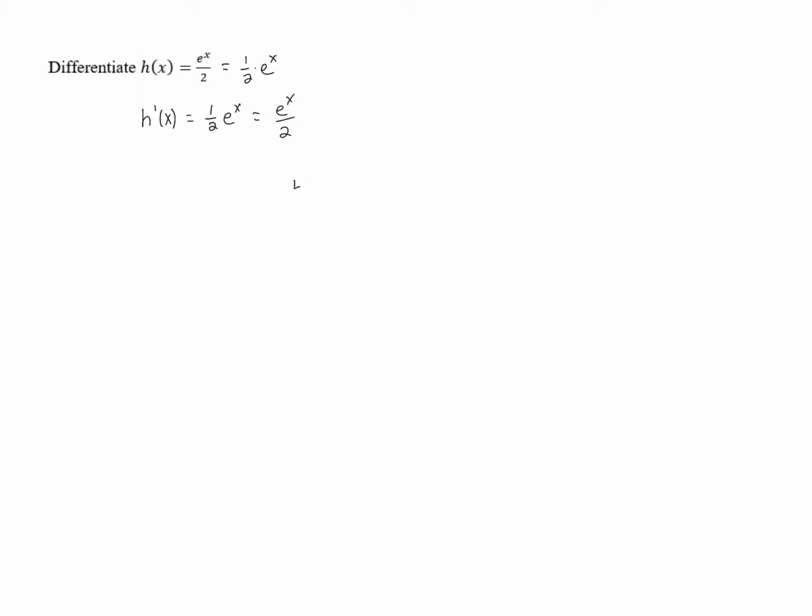Remember, our quotient rule is low d high minus high d low all over low squared. So we could write the derivative as the lower function, 2 times the derivative of the higher function, e to the x, minus the higher function, e to the x, times the derivative of the lower function, the derivative of a constant is 0, all over the lower function squared. So that's going to be 2 squared.